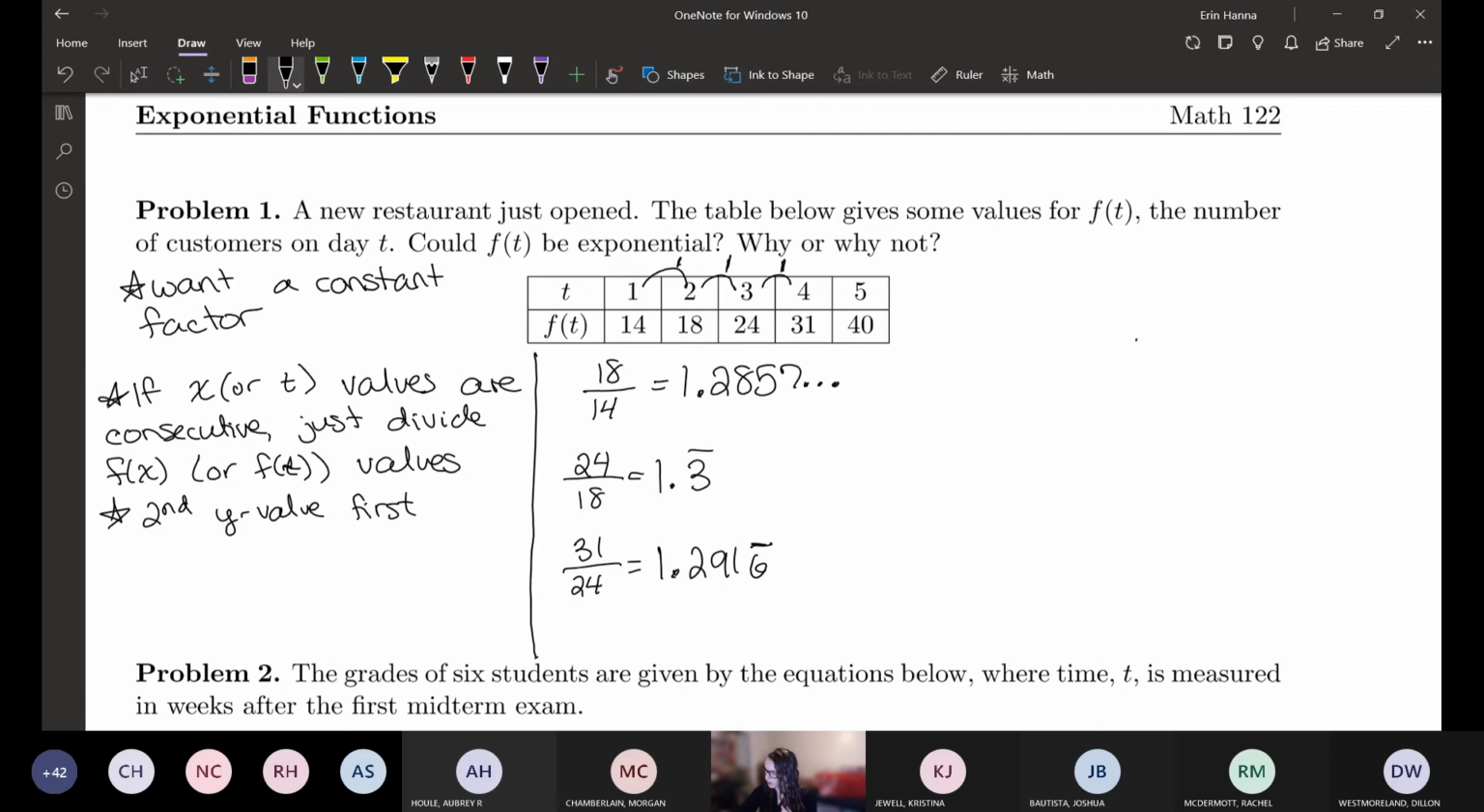We get this. Now I'm going to come back to this and talk about this more on Wednesday again, but notice how those numbers aren't the same. They're kind of close, but they're not the same. So this would not be exponential. The factor is not constant.